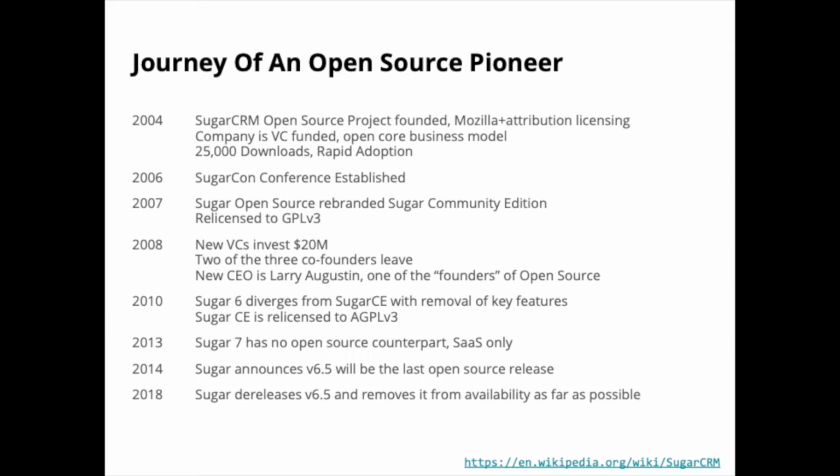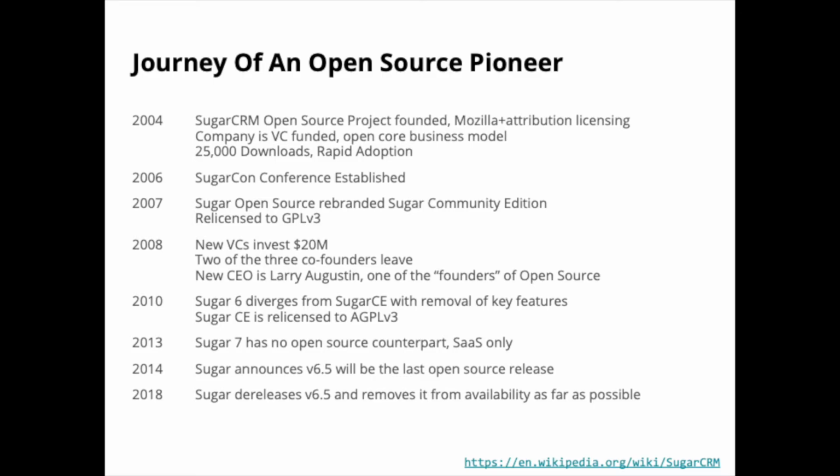And at the same time, 2 of the 3 founders left the company. The board brought in a new CEO in the form of the very lovely Larry Augustin. Larry was one of the founders of the open source movement in many ways. He was involved in many of the discussions about the coining of the term open source, and his thinking was very instrumental in forming open source.